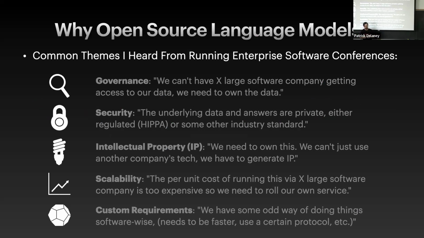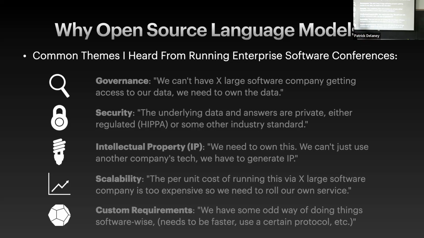Why might a company or organization use an open source language model if it's only, let's say, 70% as good as ChatGPT or the best of the best out there, right? You might say, well, that's stupid. Why would anybody use not the best? Well, sometimes they absolutely can't for different reasons.